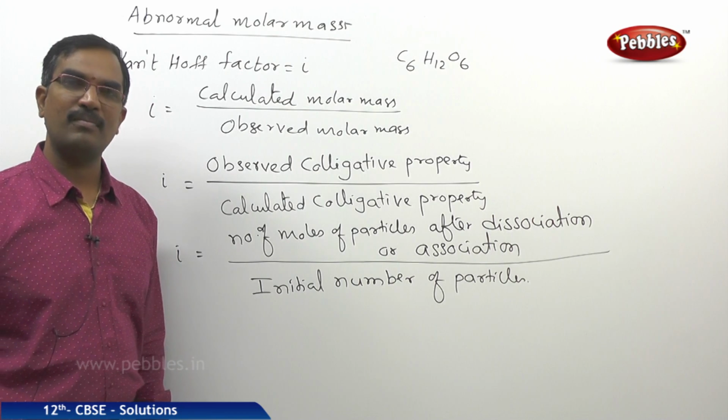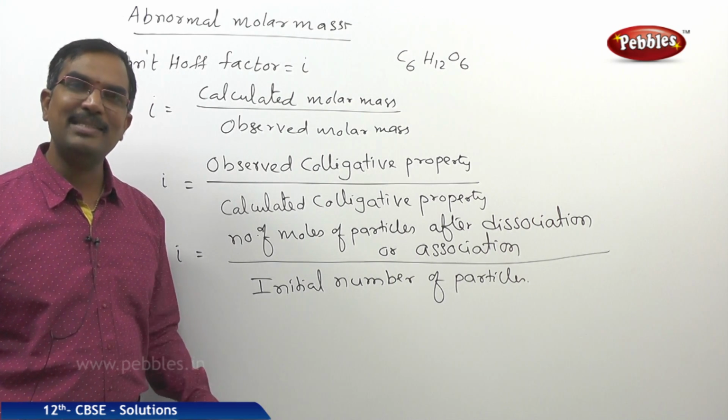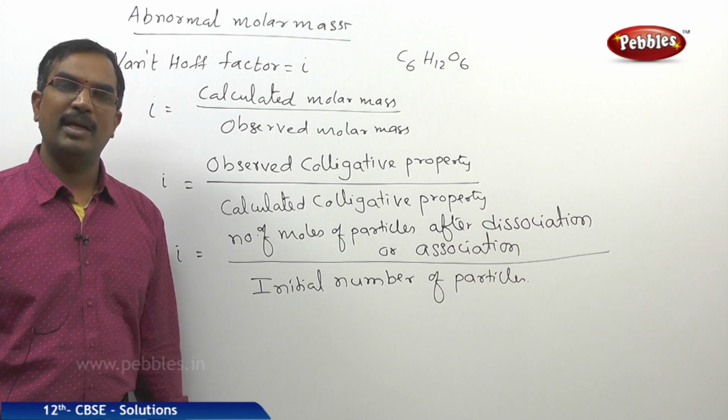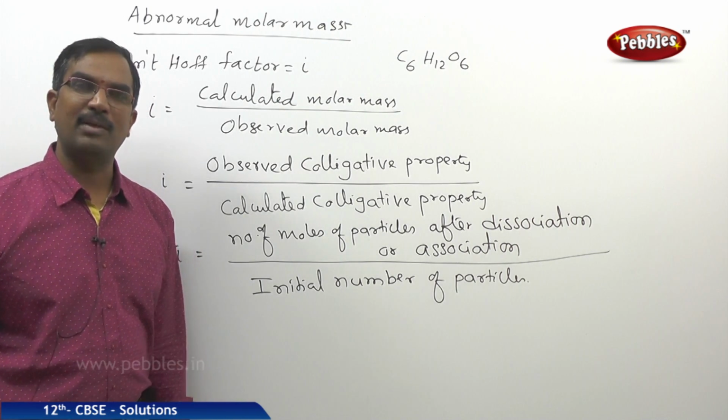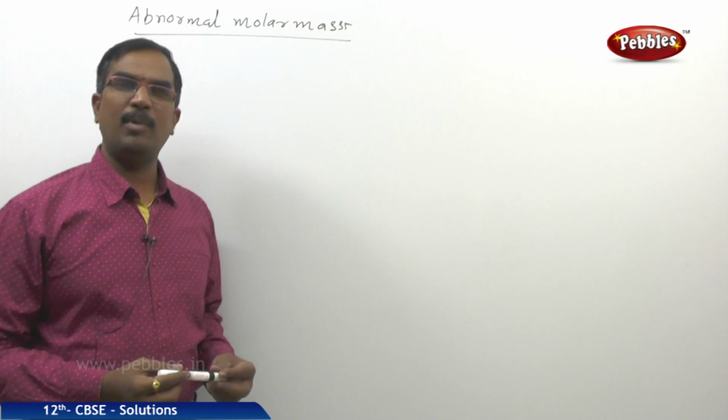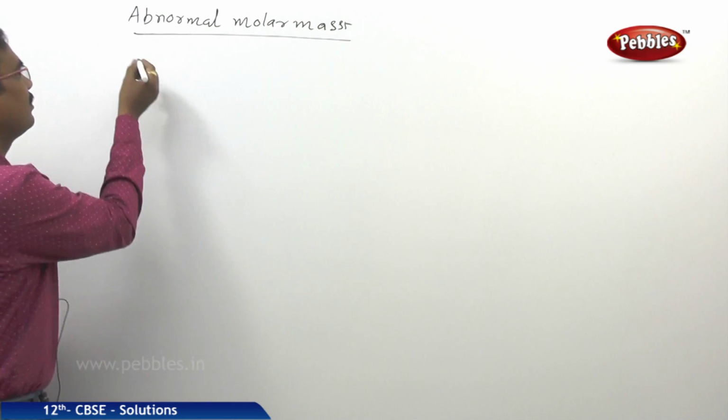If it is a solute which undergoes either dissociation or association, let us see how to calculate the value of I. Now let us see about the dissociation.